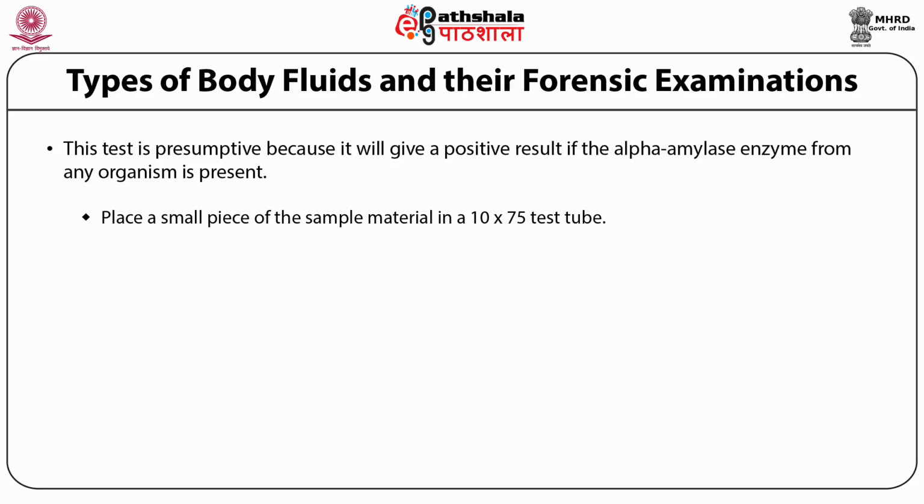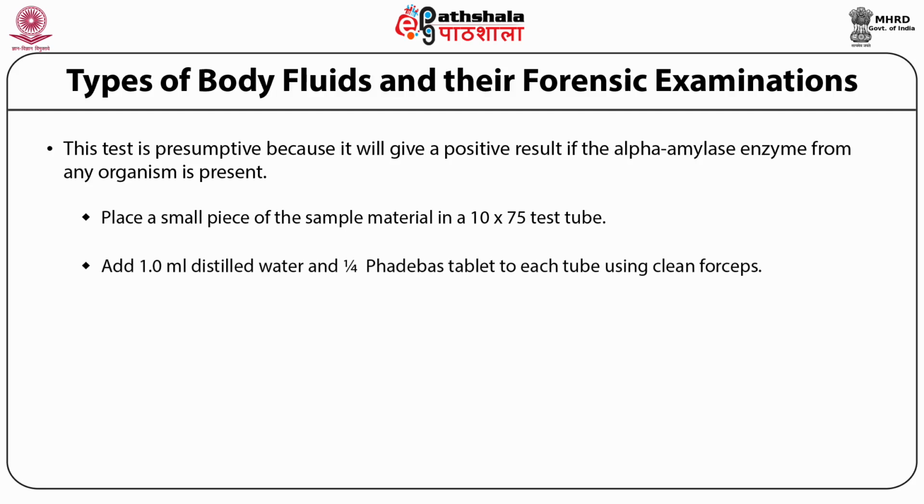In a second test tube, place an equal sized piece of non saliva stain as a positive control. In a third tube, add no sample, that is called negative control. Then add 1.0 microliter distilled water and 1/4 Fedabas tablet to each tube using clean forceps. Third, vortex to mix thoroughly.